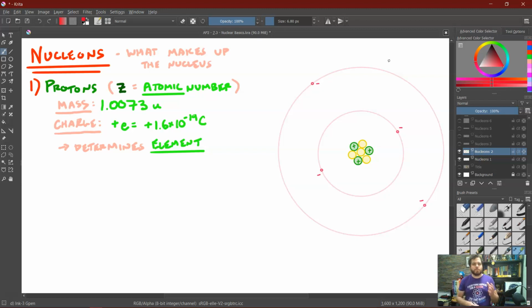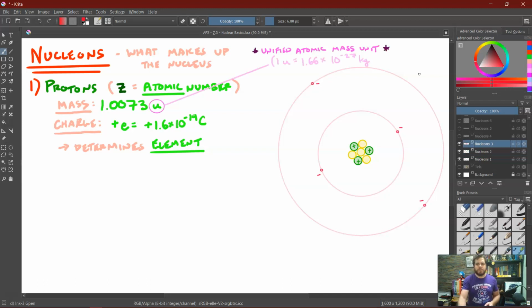Now, the mass of a proton is 1.0073 U. And what is a U here? A U is what is known as a unified atomic mass unit. So 1 U is equal to 1.66 times 10 to the negative 27 kilograms. Now we really just use U because we have so much scientific notation with the masses of these particles. They're so tiny that this allows us to have a nice, simple way of visualizing how many nucleons we have. One proton, and we'll see in just a second, one neutron are pretty close to 1 U, but they're not exactly that. And the charge of a proton is positive of the elementary charge, so that's positive 1.6 times 10 to the negative 19 coulombs.